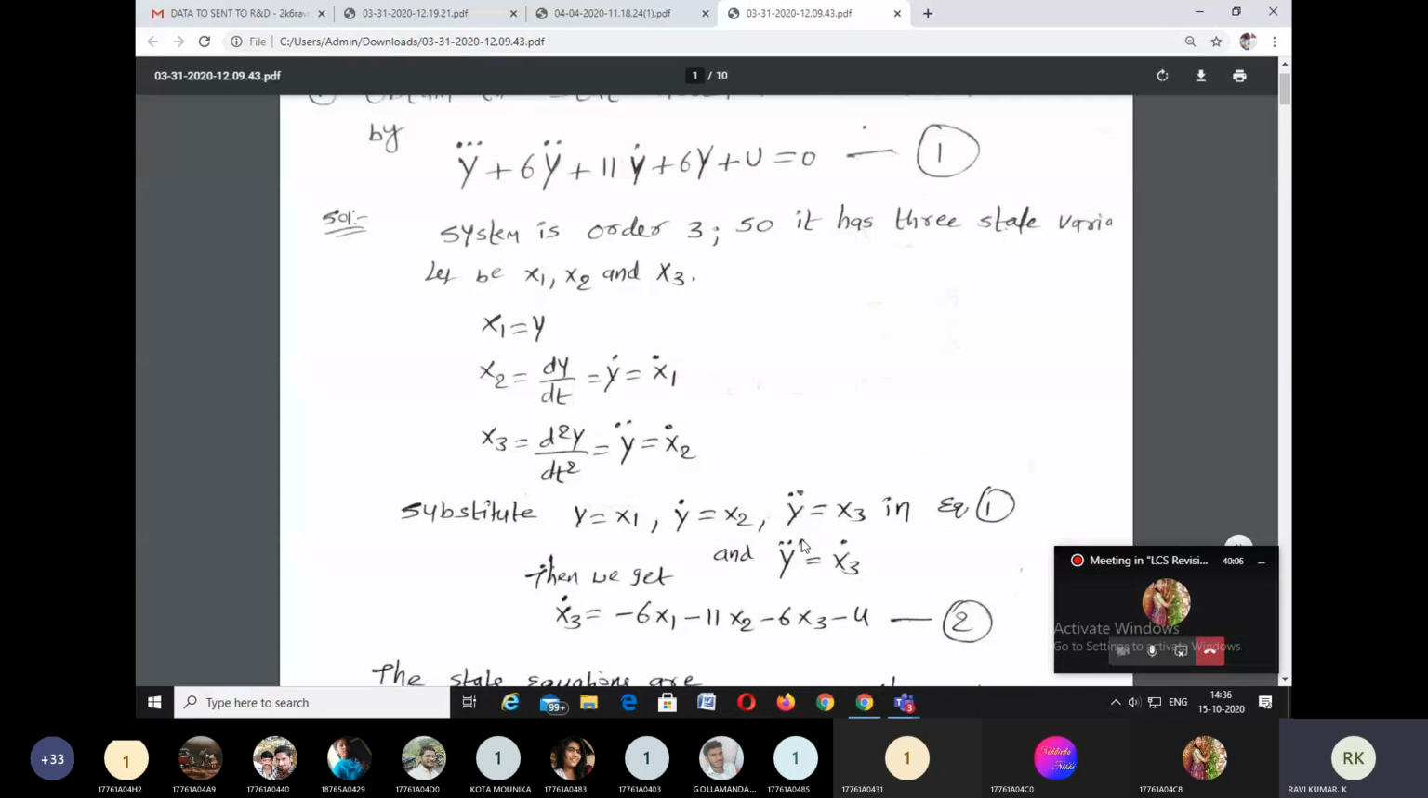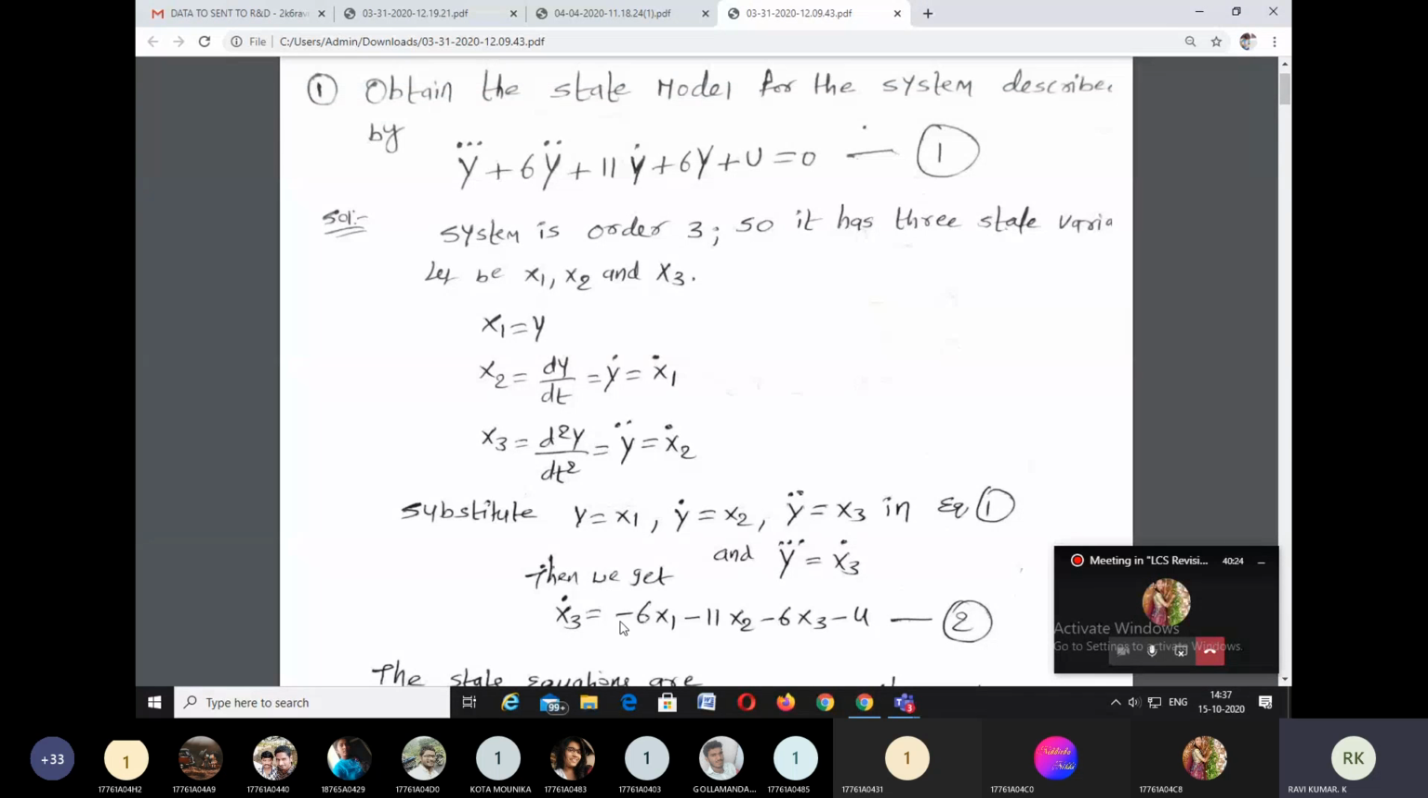See, all these things are easy. Just by seeing this equation, you can write the answer: minus 6x1 minus 11x2 minus 6x3 minus u. It is nothing but x3 dot. So x3 dot is equal to this, and by seeing this equation, it is in the form of x dot is equal to ax plus bu. So this second equation will be used as the state equation.